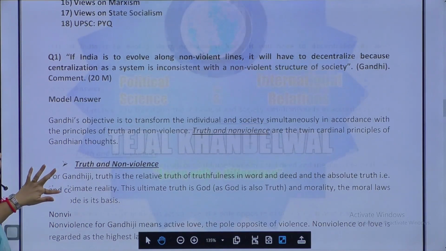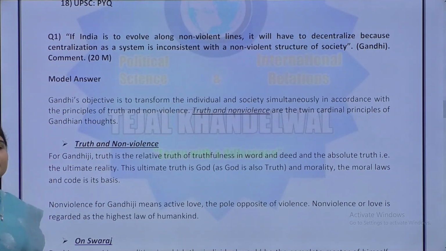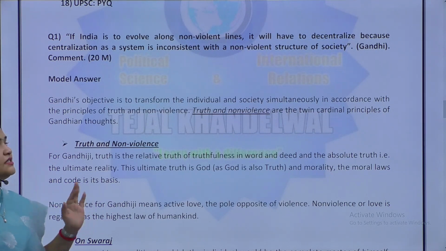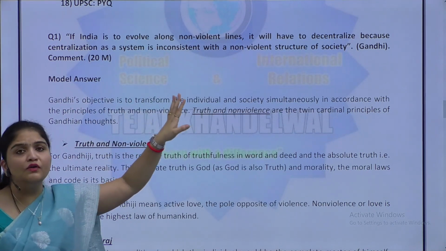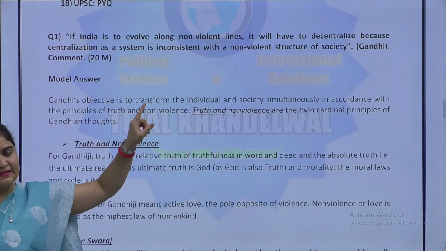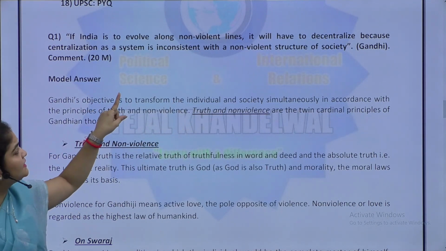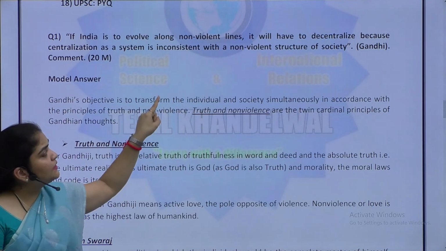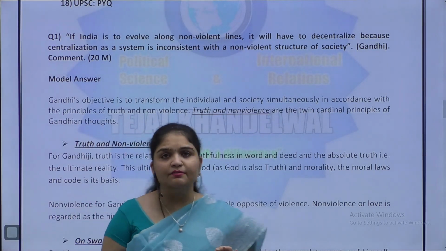So we brought in a very unique question today. I'm sure you would not have seen this kind of question anyway, because of how you synchronize the ideas. To teach that art, I have given this question because it is based more on interpretation. So let's see what this question is about. The question reads: if India is to evolve along non-violent lines, it will have to decentralize, because centralization as a system is inconsistent with a non-violent structure of society. Comment. It's a 20-mark question.